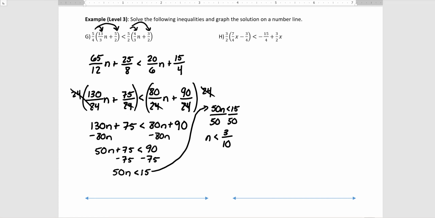So on my number line, plot 3/10. I can plot 0 here too. I'd have an open circle since it's strictly less than, and we'd be going to the left since it's less than. In interval notation, I can see that this would go all the way to negative infinity and go all the way up to 3/10, soft bracket there. There we go. All right. Whew. Hopefully we're feeling good.